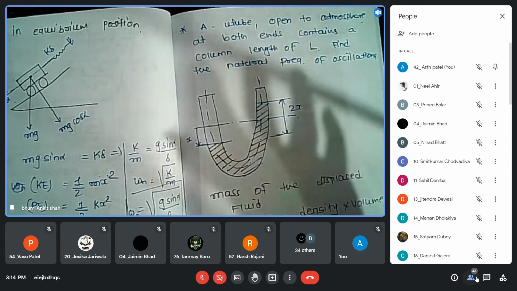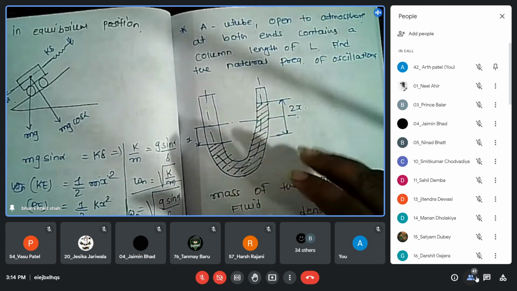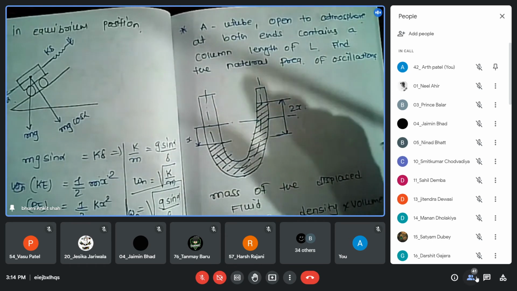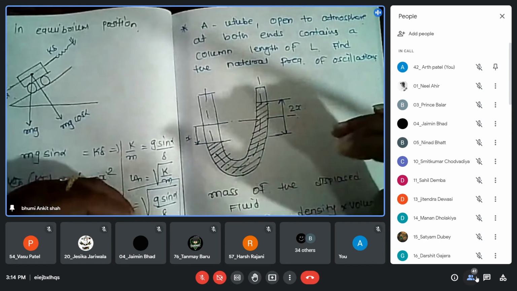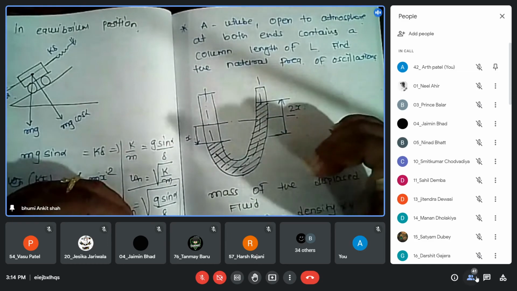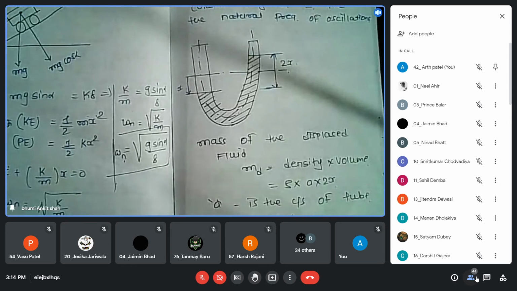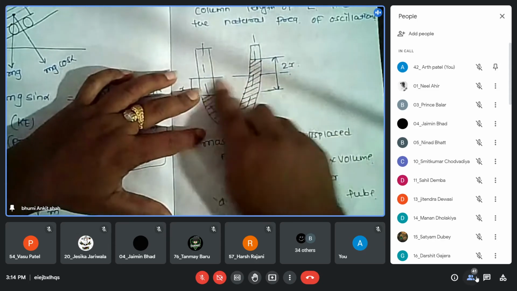Now here you can see both the ends are open and it has the length L, right? This U-tube manometer column length is L. Find the natural frequency of oscillation, right? See, this oscillation is also taking place due to the applied pressure. So you need to find how much pressure is applied and due to that what oscillations occur. So first we need to know what the external force is and due to that how much the mass is displaced, right?